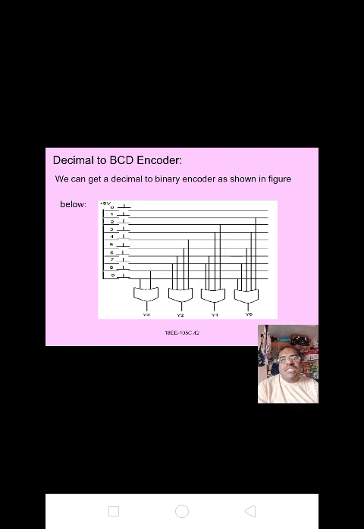For 5 it is 0 1 0 1. For 6 it is 0 1 1 0. For 7 it is 0 1 1 1. For 8 it is 1 0 0 0. For 9 it is 1 0 0 1.